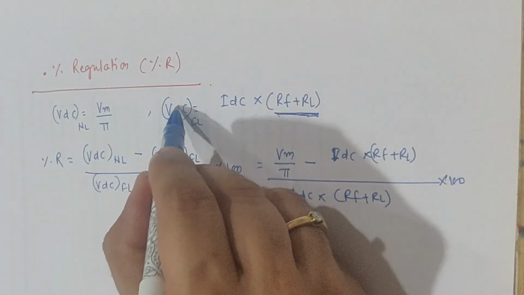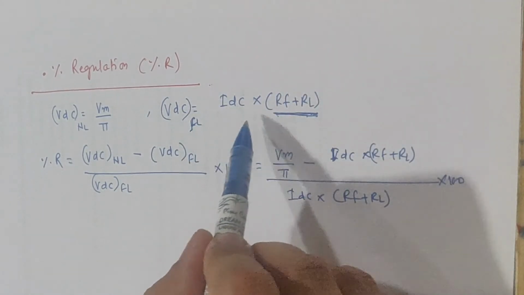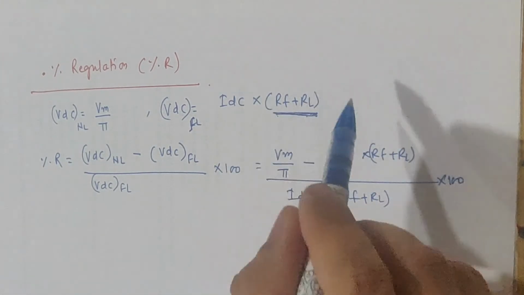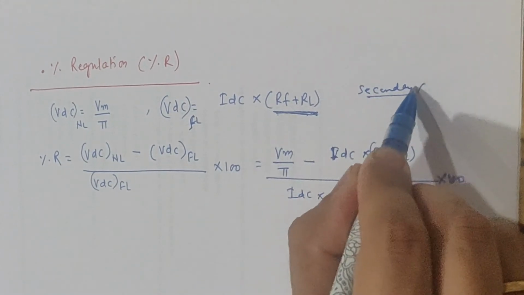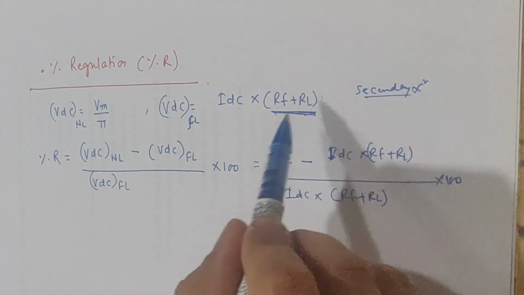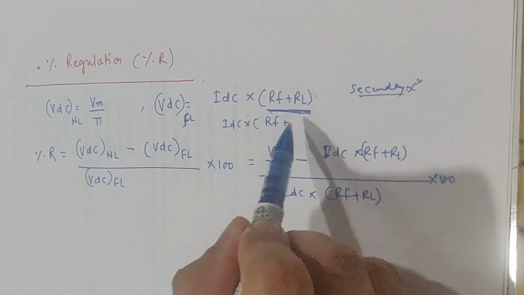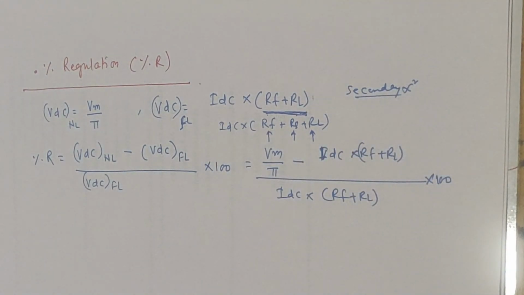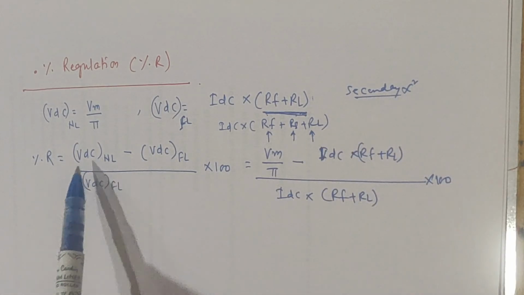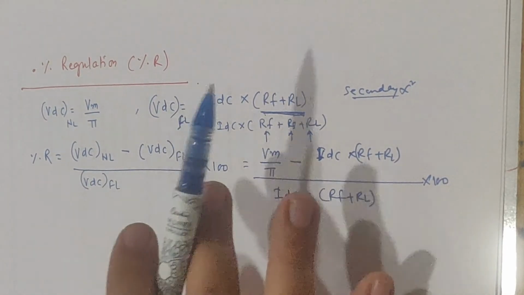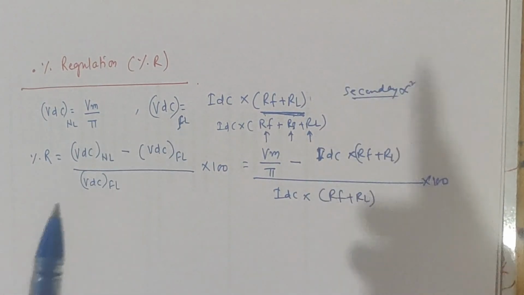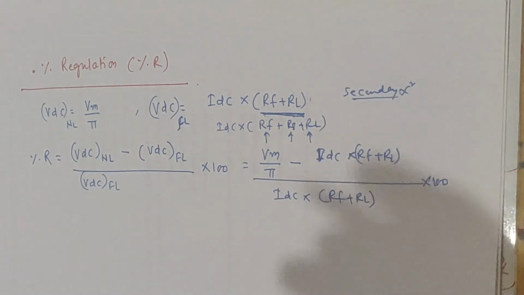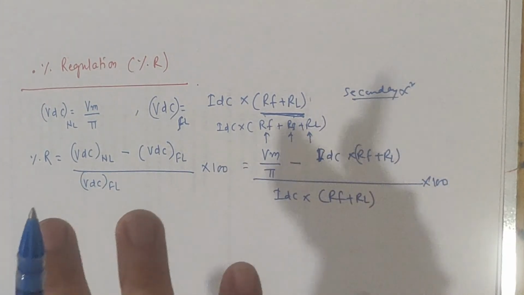And then calculate the value of VDC considering the full load of the circuit, that is IDC into RF plus RL, where RF is the forward resistance of the diode and RL is the load resistance. If the secondary resistance of the transformer is also given, that will also be added. So this formula will then become IDC multiplied by RF plus RS plus RL: forward resistance of the diode, secondary resistance of the transformer and the load resistance of the circuit. Okay, so this is VDC no load minus VDC full load upon VDC full load into 100%, that will give you the percentage regulation. It should be as small as possible. When we calculate in the numericals, you will find that the value of percentage regulation comes out to be quite low.